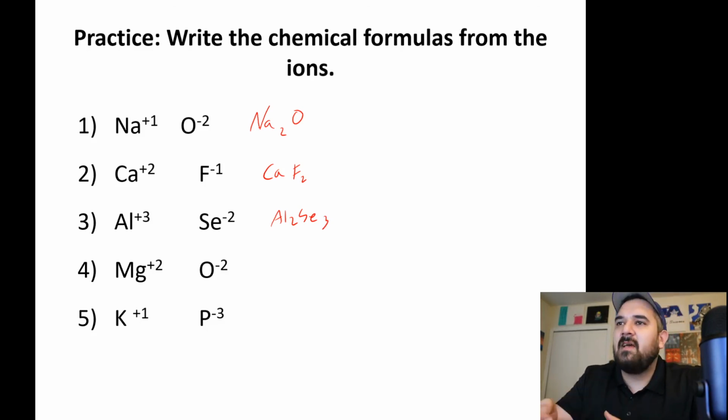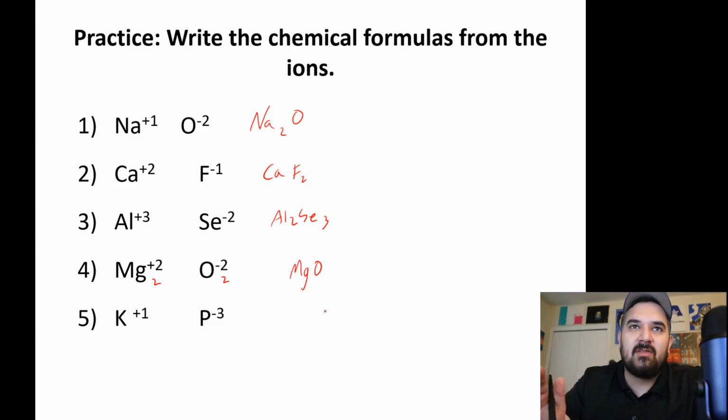Yeah, it's going to be selenide. And then next one, we have magnesium +2, oxygen +2. So they're going to switch. So the 2 comes over here, 2 comes over here. But we're going to be able to reduce them. So 2 magnesiums bonded to 2 oxygens. That's going to be MgO.